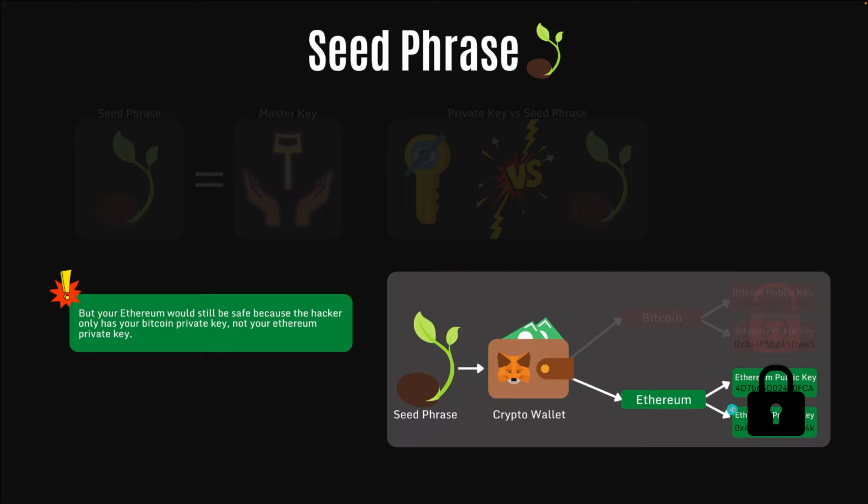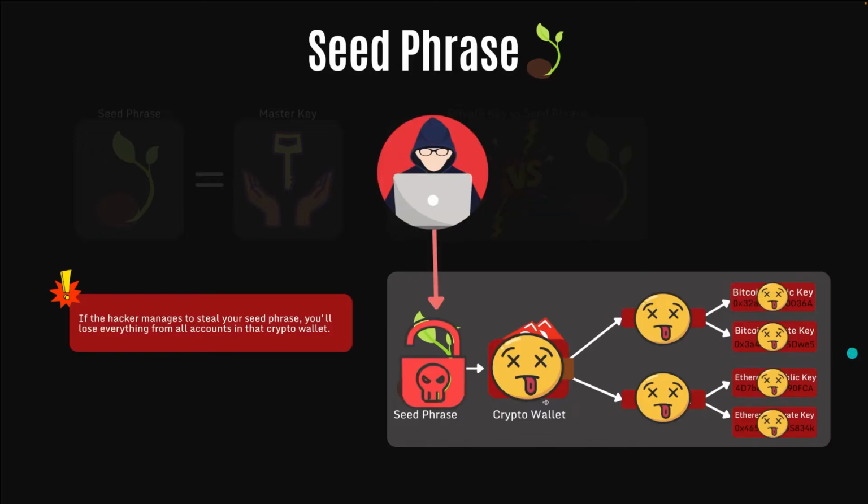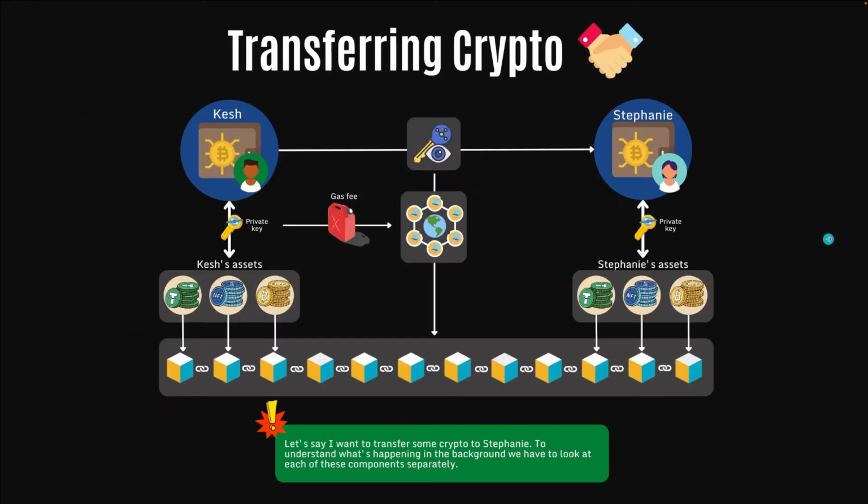But that means that your Ethereum address is still fine because they don't have the private key for this address. If they had stolen your seed phrase, you would lose everything, right? So the seed phrase is the most important thing for your crypto wallet. Whereas if they steal just a private key for one of your addresses, then you would lose access to that address, but you would be fine with your other addresses.